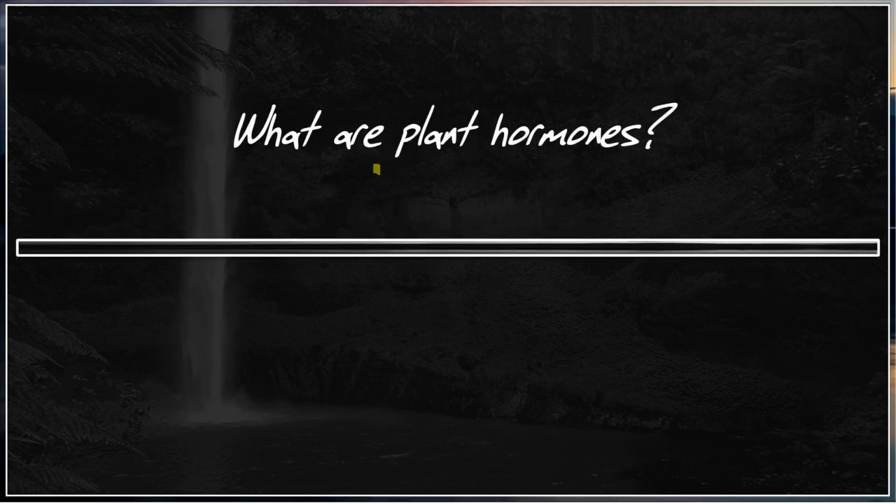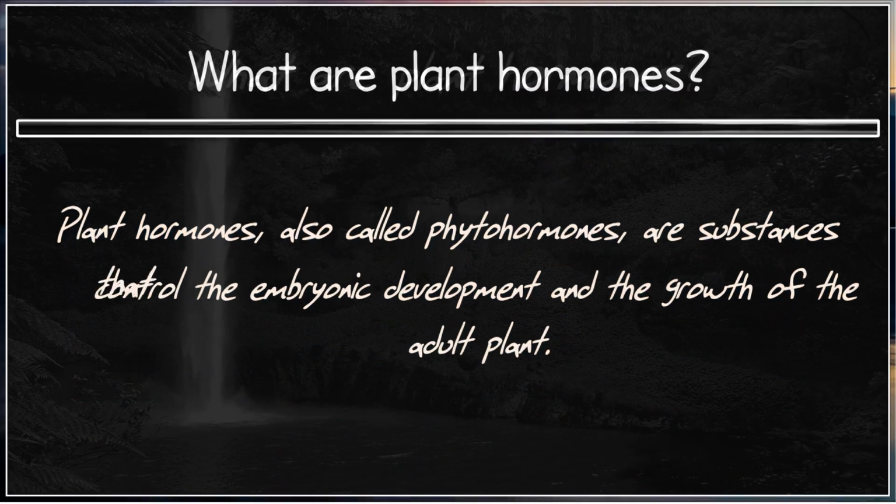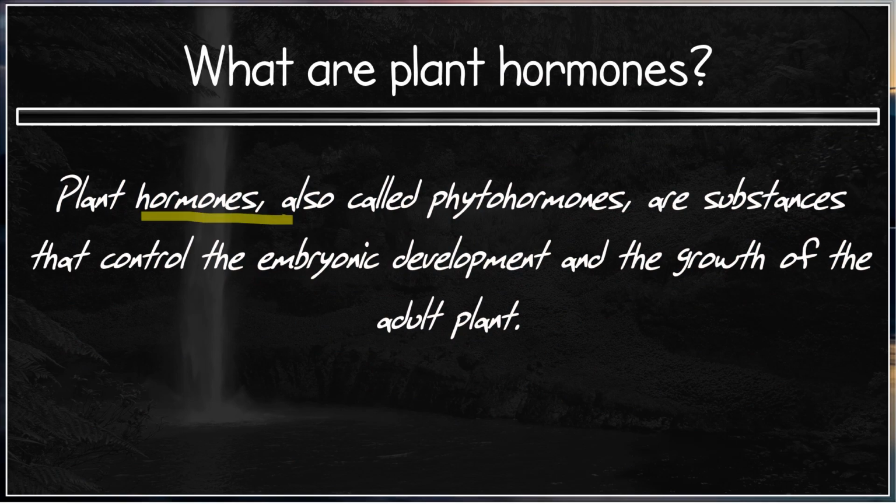What are plant hormones? Plant hormones, also called phytohormones, are substances that control embryonic development and the growth of the adult plant.